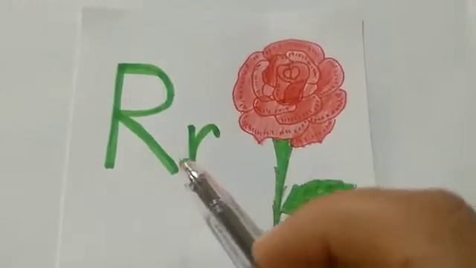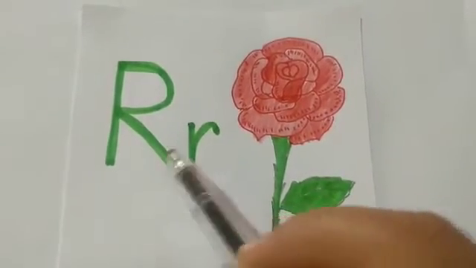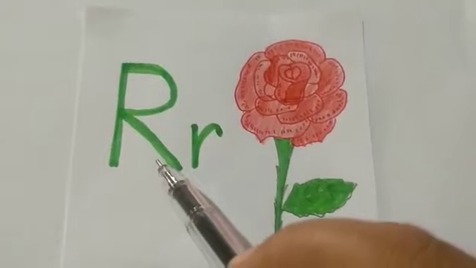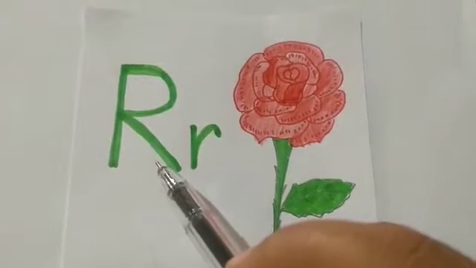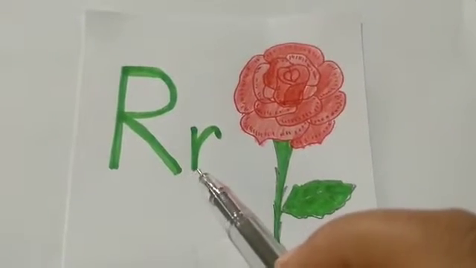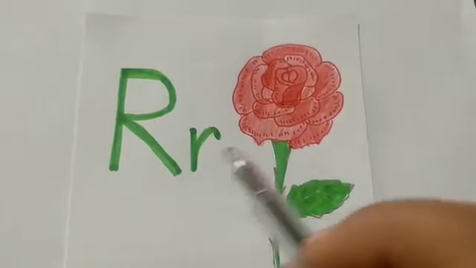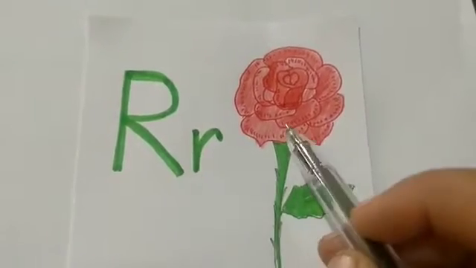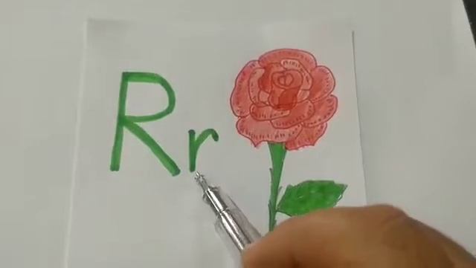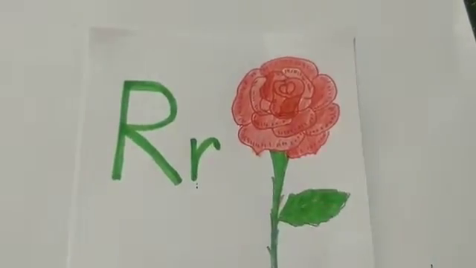And the next we are going to learn today is R. R for Rose. I have already taught you how to write capital R. Today I am going to teach you how to write small r. R for Rose. This is small r.